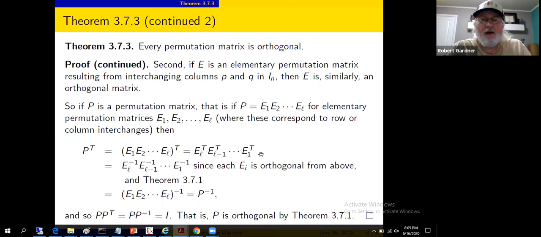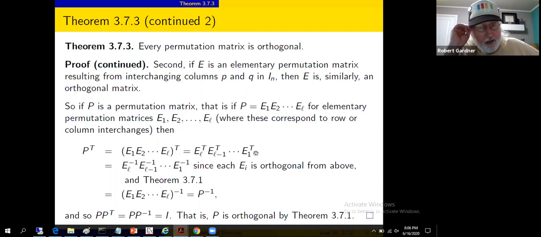Okay, but as said, each of these little elementary permutation matrices E sub 1, E sub 2, is known to be orthogonal. We showed that above, and we showed it for E sub PQ. These are E sub PQs for some P and some Q. So they are themselves orthogonal, and they're square. So E1 transpose equals E1 inverse. That's what theorem 3.7.1 told us, the final comment dealing with square matrices. A square matrix is orthogonal if and only if its inverse exists and equals its transpose.